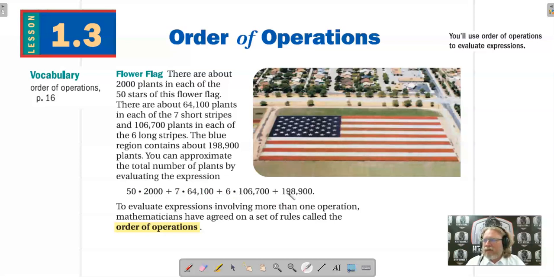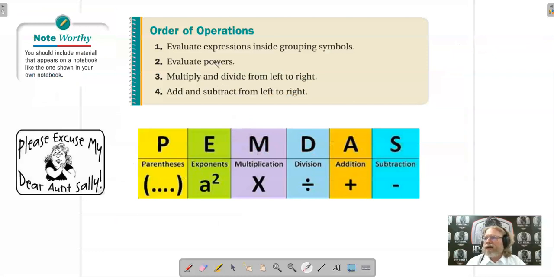So we would have to agree upon, do we do 50 times 2,000 and add 7 and multiply that times 64,100, then add 6 and then multiply that. Well, I wonder how that would work out, but I know that's not the way we want to do it. There's a different way of doing it. The rules are a little bit different that the mathematicians have agreed upon. So this is the order of operations here.